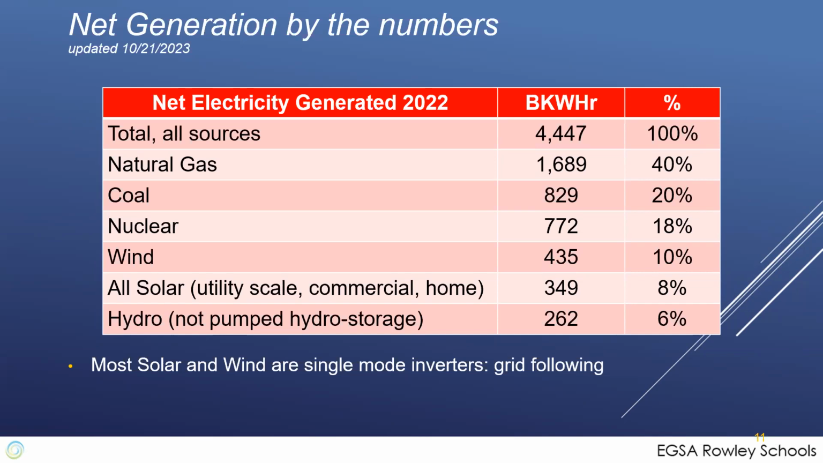The grid following inverters are what's on most residential homes, and they can only produce power if the grid is there. They supplement what is there on the grid. Whereas a grid forming inverter would be able to actually be a frequency regulated and voltage regulated source, and stands alone on its own. So that's a more expensive system and not used as often as the grid following inverters are.